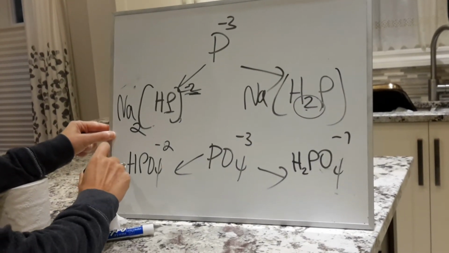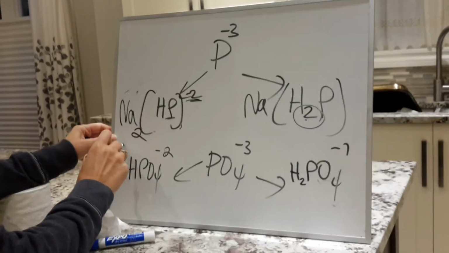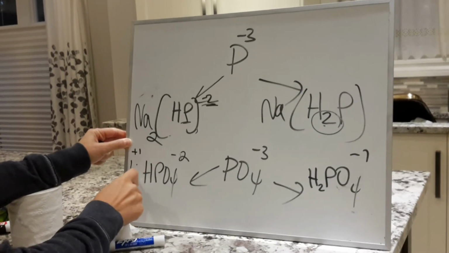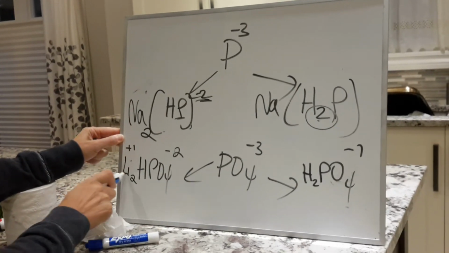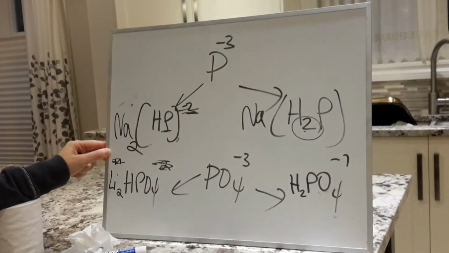So if I take, for instance, let's do lithium. Lithium, like sodium, has a +1 charge. That would cross down there. This would cross here. This would be lithium hydrogen phosphate. And then you can erase the charges.